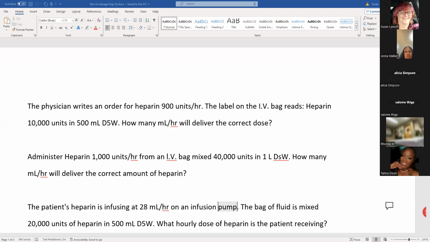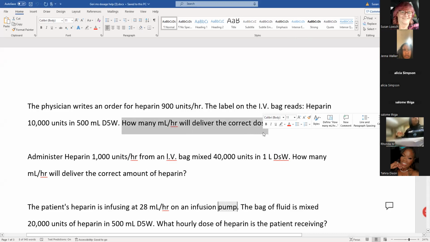All right. And again, I always start with what the question asked me, which this one's asking how many mLs per hour will deliver the correct dose. So when you read that statement, what does that tell you that the formula should be? Desired over half. The desired dose over half times quantity. Okay, so desired over half. That's it. That's simple.